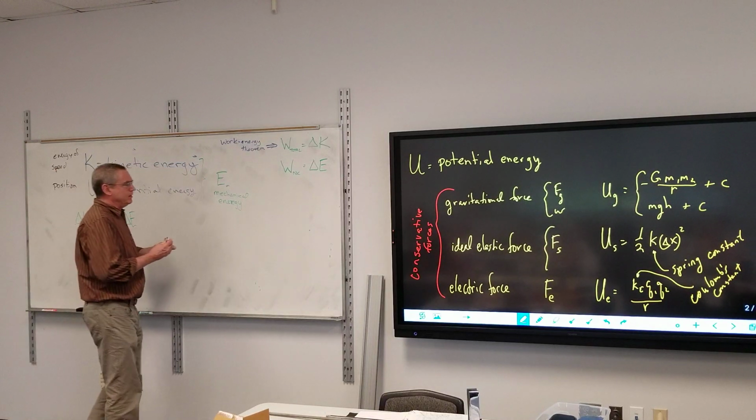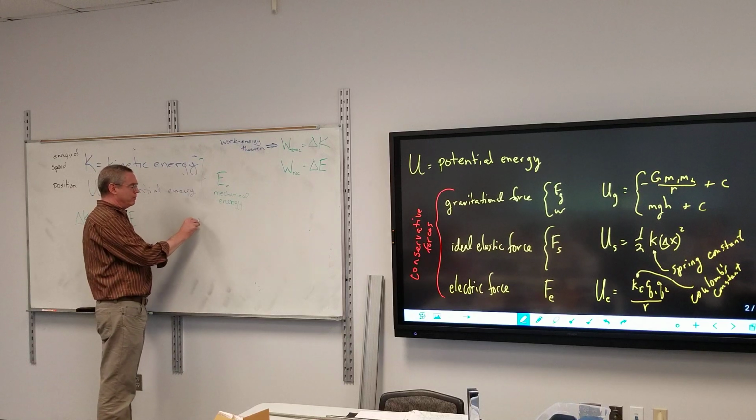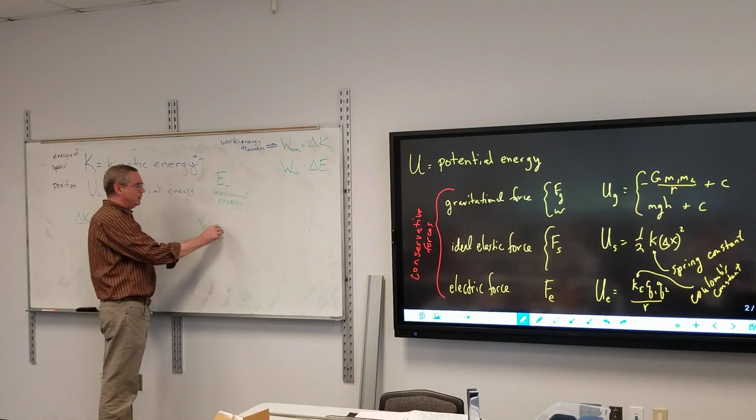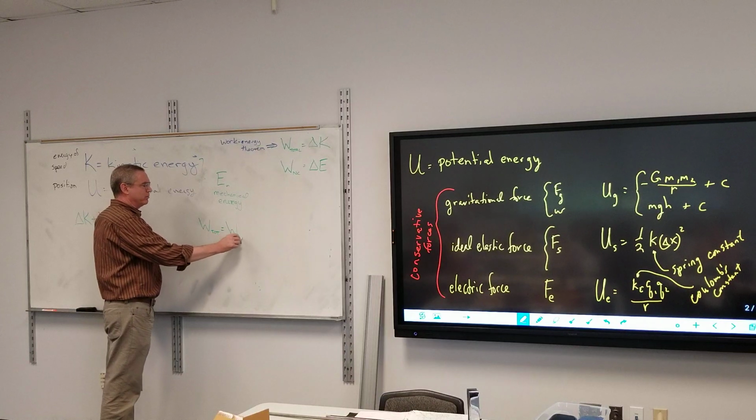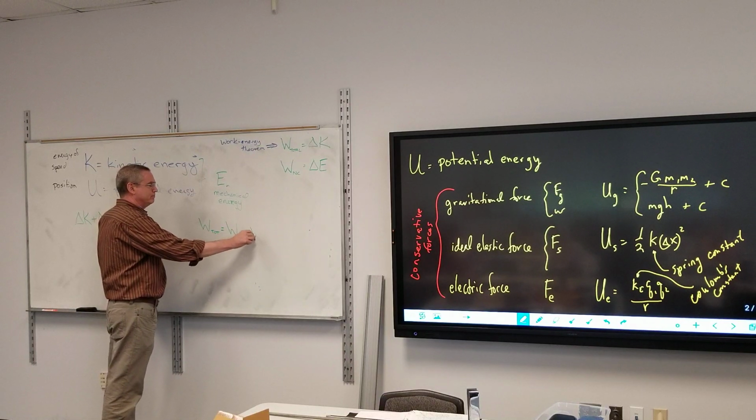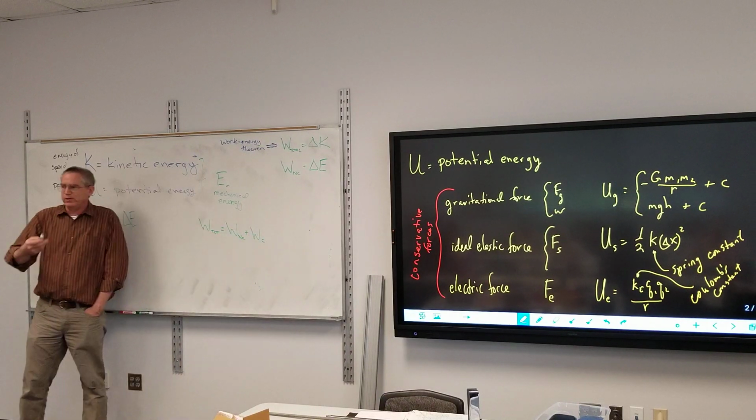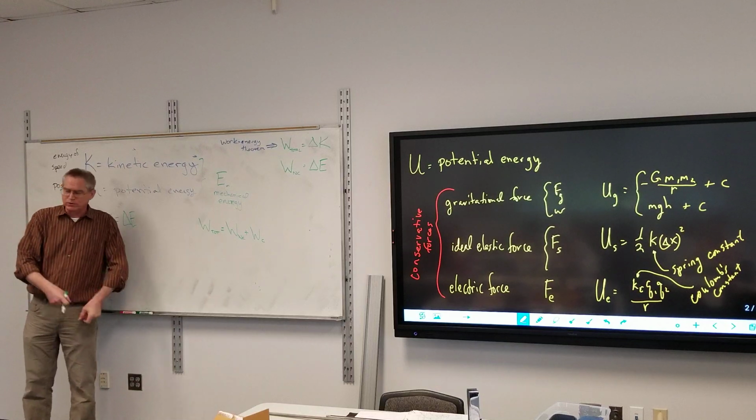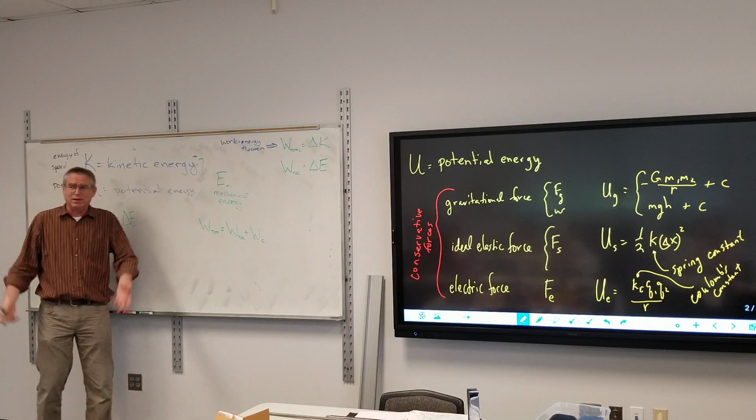So that means that, if I have only two types of force, my total work has got to be my non-conservative work plus my conservative work, because that's my only choice to take. Whatever work's done by conservative forces plus work done by non-conservative forces, that's my total work.